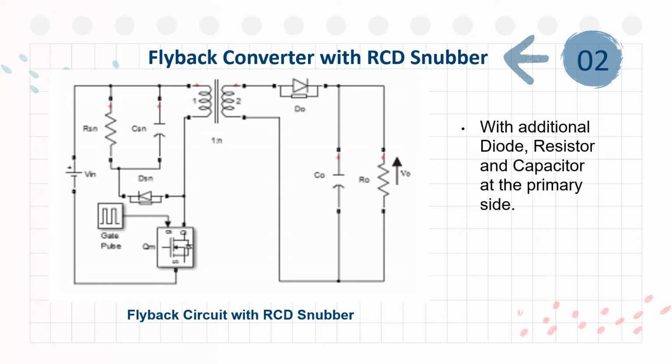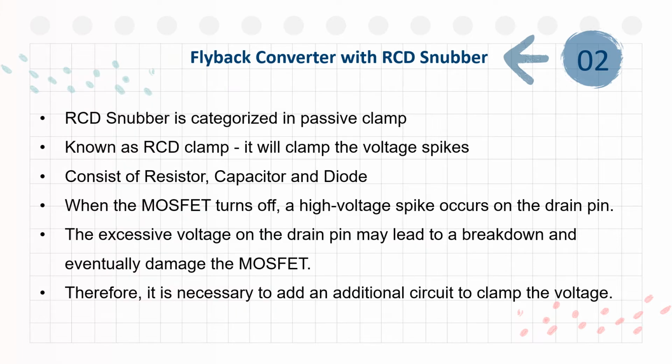Next, this is flyback circuit with RCD snubber. It has additional diode, resistor and capacitor at the primary side compared to the conventional flyback circuit. RCD snubber is categorized in passive clamp. RCD snubber is often referred as RCD clamp due to its ability to clamp voltage spike without altering the spike or ringing frequency.